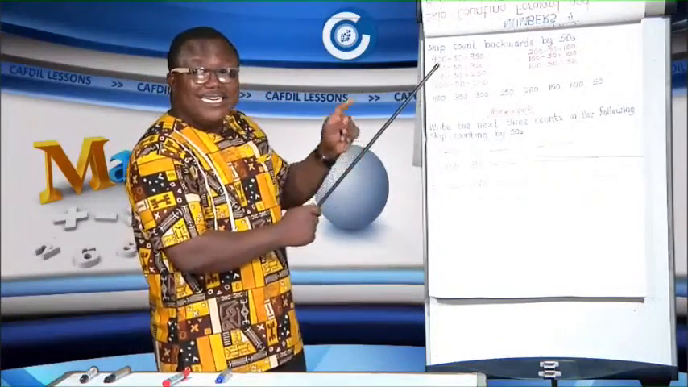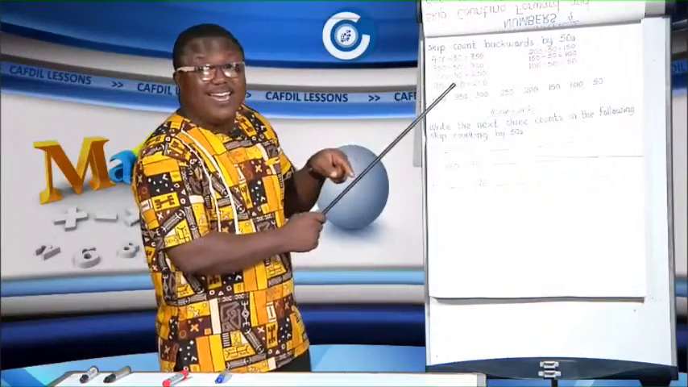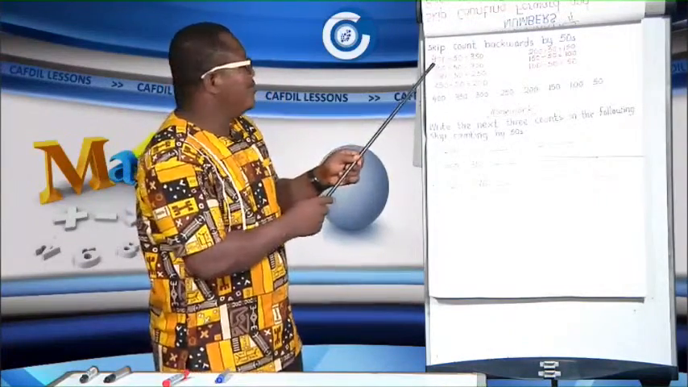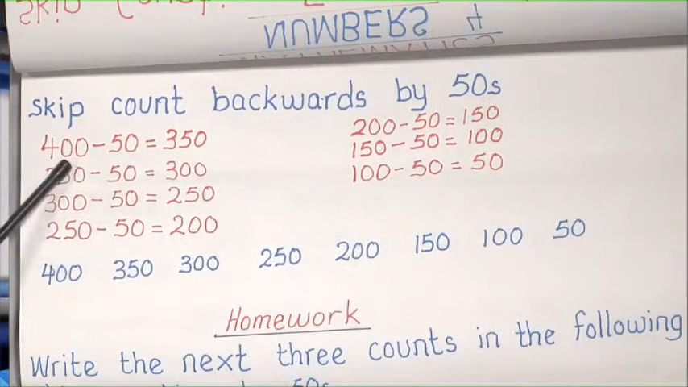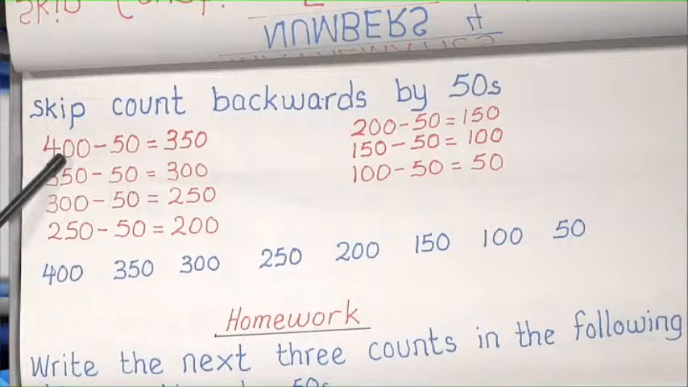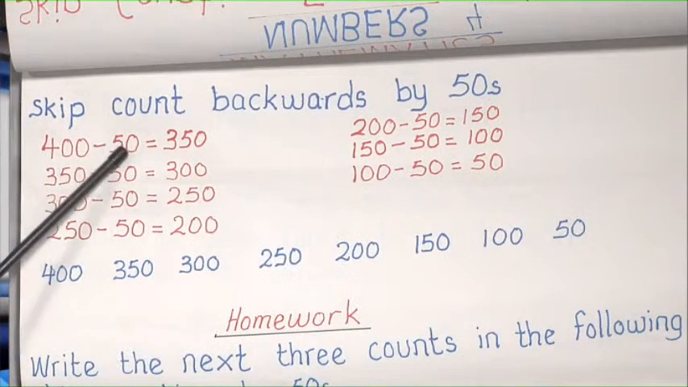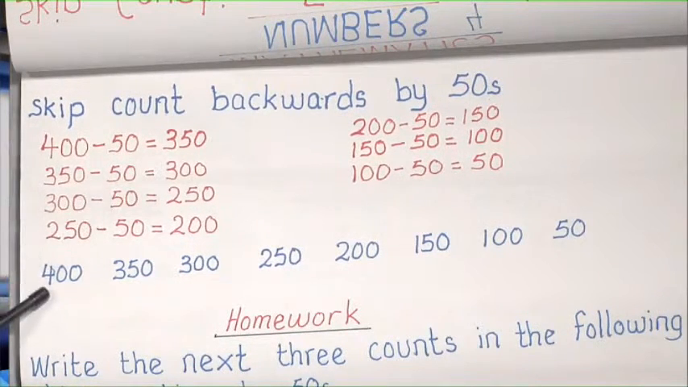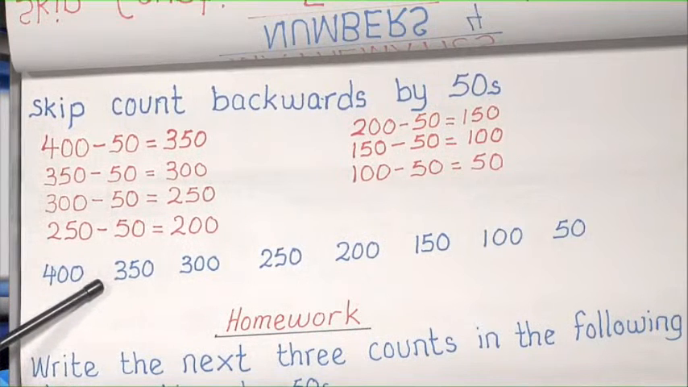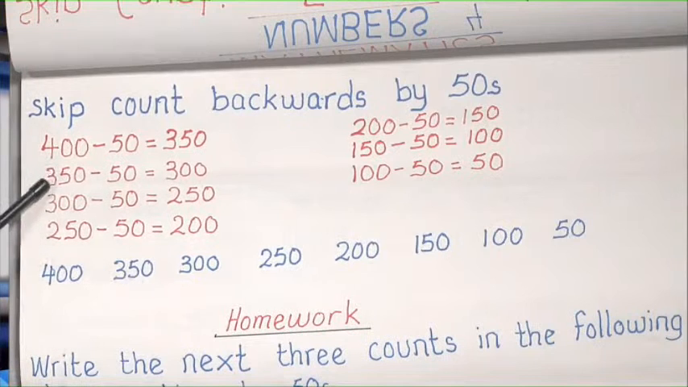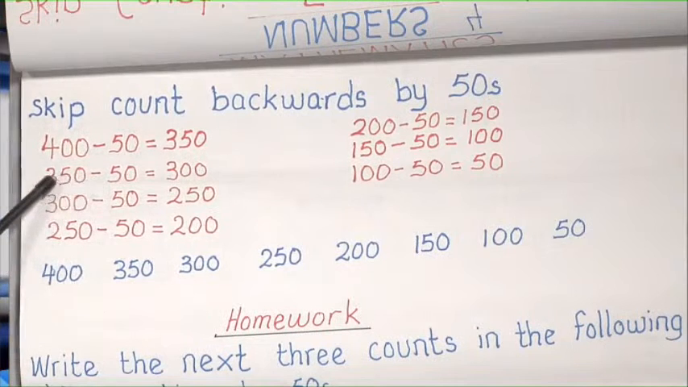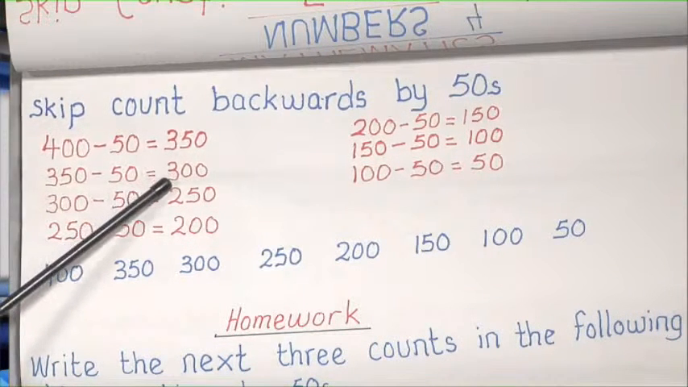So here, the first one, we landed on 400, or we ended on 400. So that is where we want to take our backward count. So here we have 400. So 400, it means that when you subtract 50 from the 400, you get what? 350. So the second one, we got 350. So here 350 is here. We want to subtract another 50 from this 350. You get what? 300.